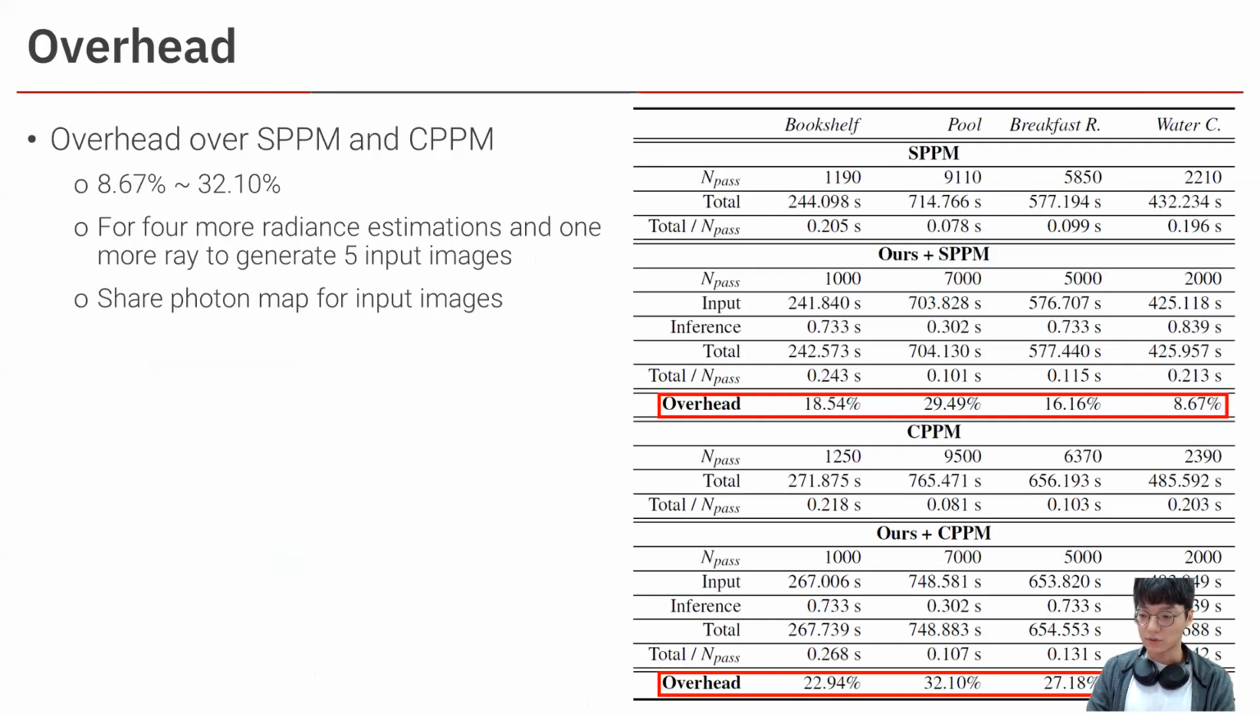For our method, we should conduct 4 more radius estimations and 1 more ray tracing compared to the original PPM method to generate 5 input images. Still, however, our method shows moderate overhead ranging from 10 to 30% because we share the photon map for all input images.